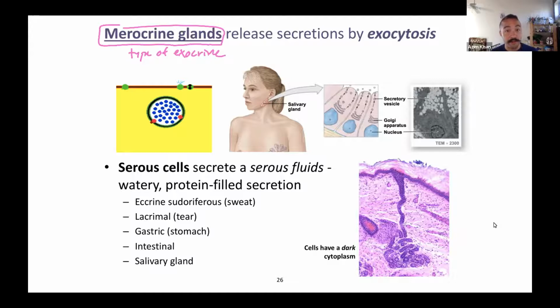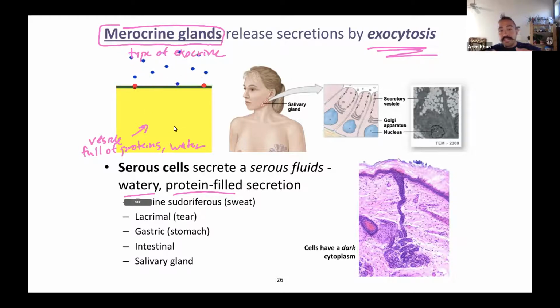So we're secreting to some lumen or cavity or surface of the skin. We're secreting by exocytosis. You've seen this before. It's where you have a vesicle full of proteins and other stuff. And that vesicle gets released to the outside because the membrane of the vesicle, those phospholipids, can fuse with the phospholipids of the plasma membrane and just release its contents to the outside.